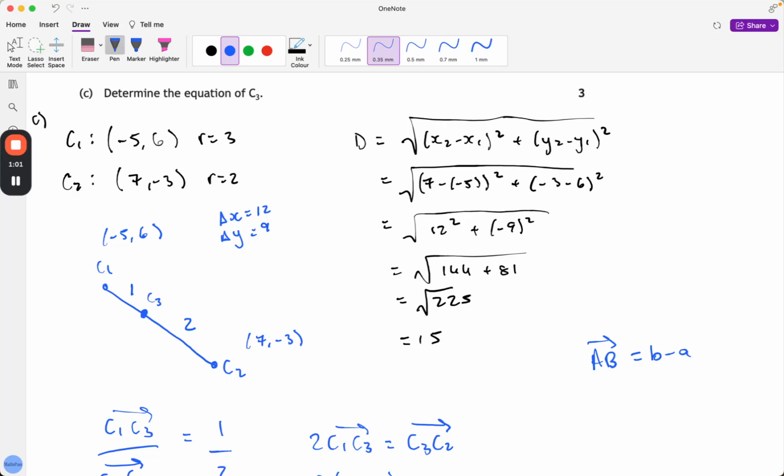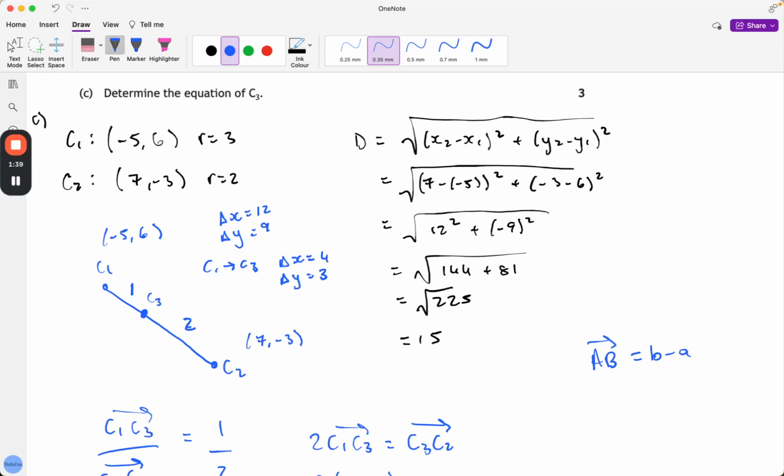So what we can then do here is think about the fact that we've got this 1 to 2 ratio. So we've got 3 parts in total, just 1 plus 2 is 3, and we know that going from C1 to C3 is just one of those parts. So we don't want our full change in x and y, we just want a third of our change in x and y to go from C1 to C3, because it's just 1/3 of the total distance. So that tells us that from C1 to C3, we want our change in x to be 1/3 of 12, which is going to be 4, and our change in y to be 1/3 of 9, which is going to be 3.